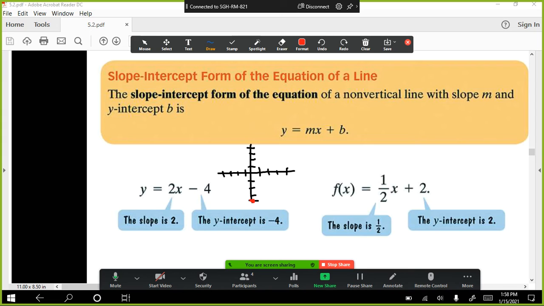That means, remember, the top number is what I go up or down. Positive is up, negative is down. And the bottom number is how far I go to the right. So if I put my pencil on the dot I just put on there, I would go up 2 over 1. Okay? That's the second point. Now I've got 2 points, so I can draw a line through that. So there's the equation or the graph of that line.